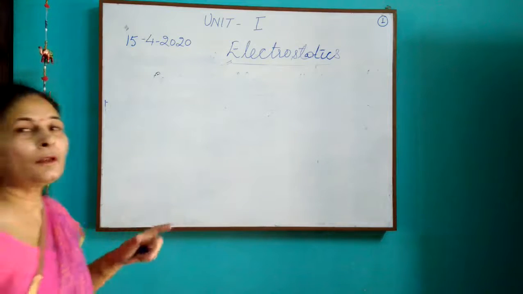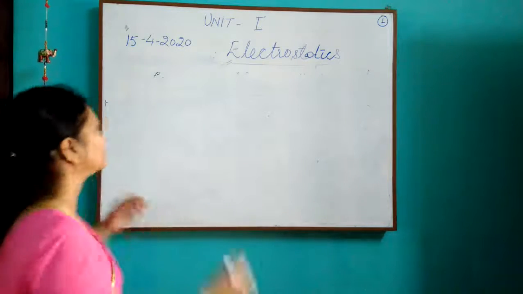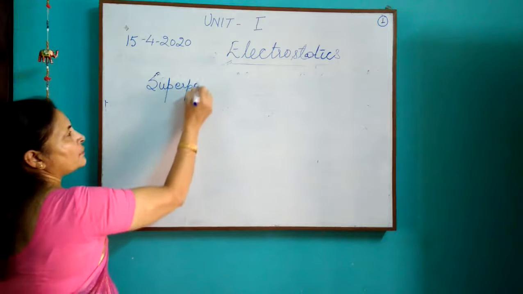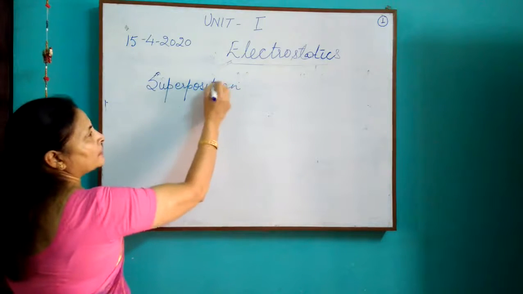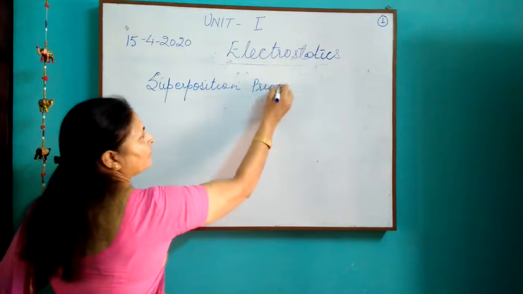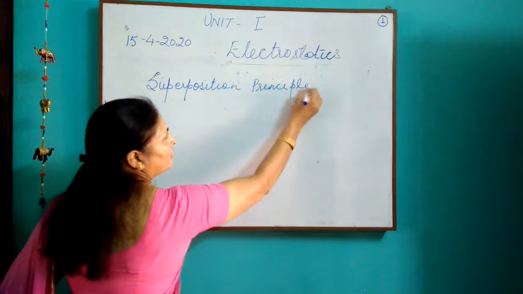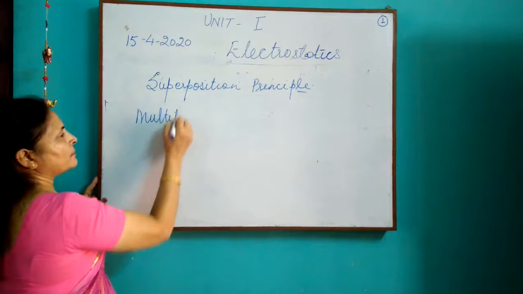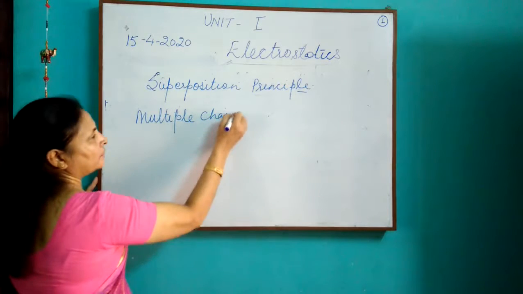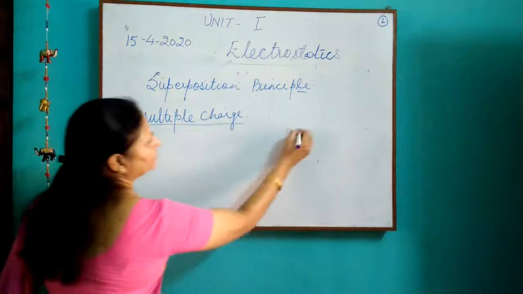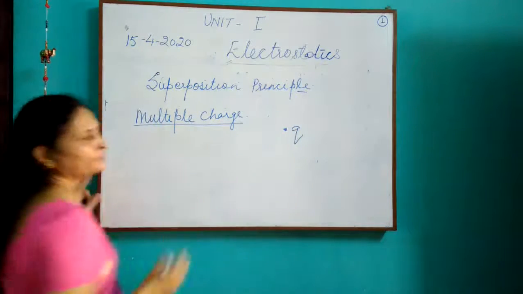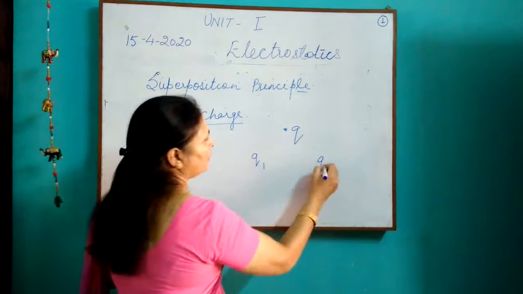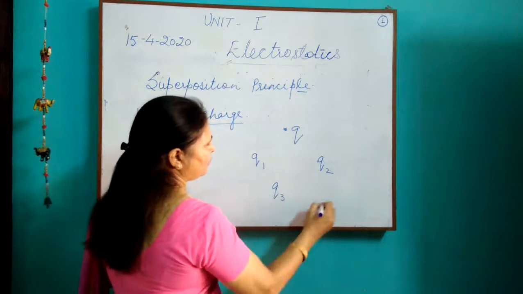Now suppose there are more than 2 charges, then what will happen? Then we will go with the superposition principle, which we state for multiple charges. Suppose there is a charge Q and around it there are many charges due to which it can feel a force, say up to Qn.